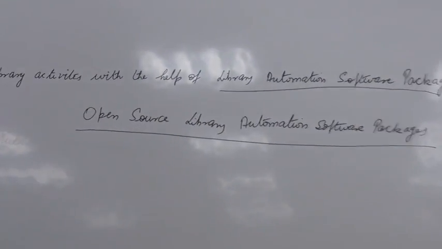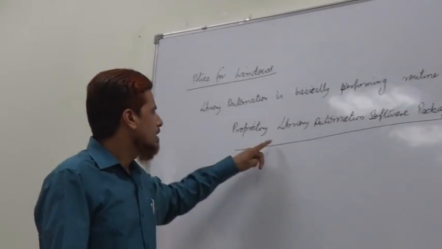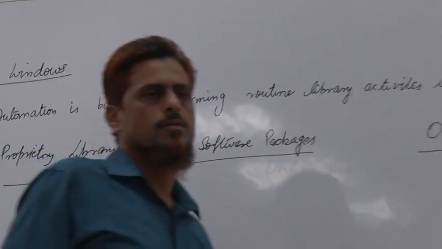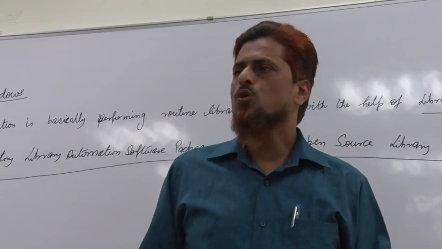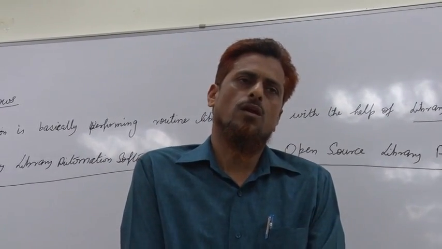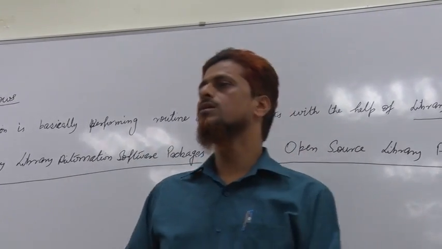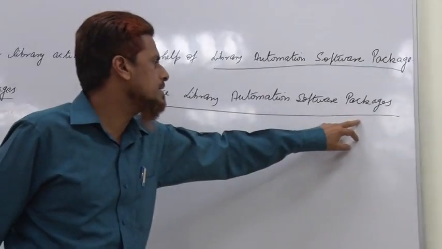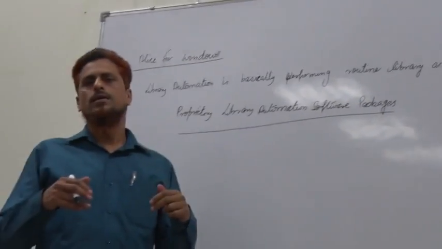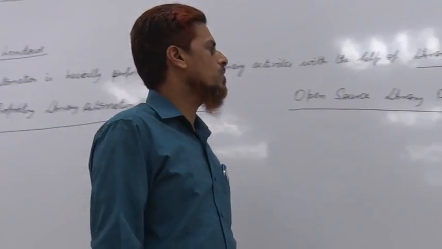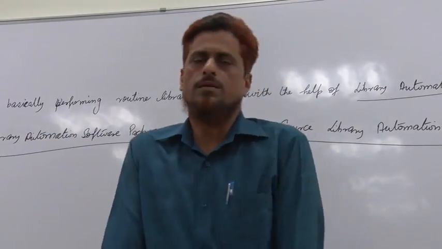I would like to tell you the basic difference between these two software packages. Proprietary library automation software package means that some commercial firm has developed and designed it for commercial motives. They want to earn some profit out of it. An open source library automation software package means it is open to all. Anybody can download open source library automation software packages and can start using them in their libraries.